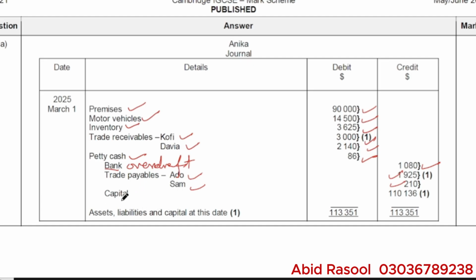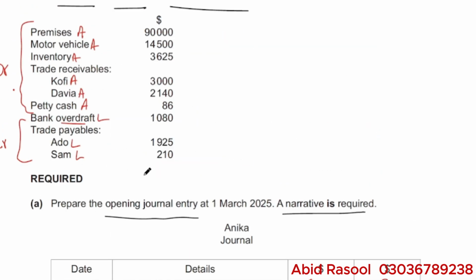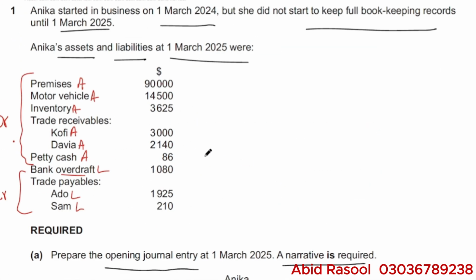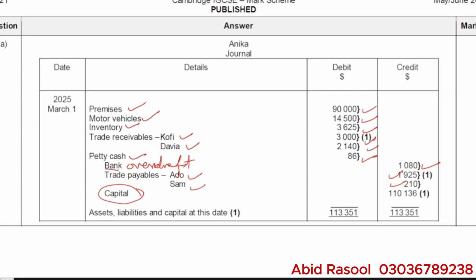And the capital was not given. See, capital was not in the list. You can see again here in the question that the capital figure is not given, but we are also writing capital because the total of the debit is not equal to the total of credits. We have written down assets and liabilities, but the credit total is short. What we will do now, before writing capital, is the sum of the debit column.